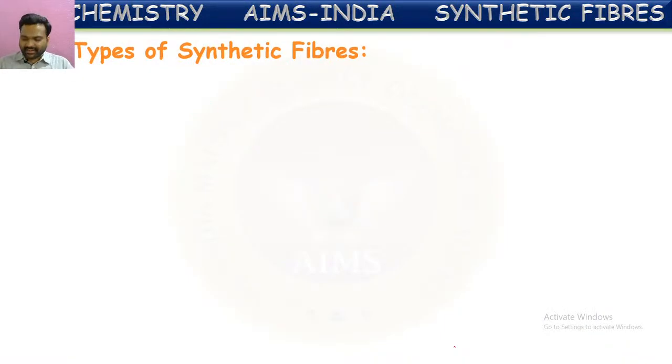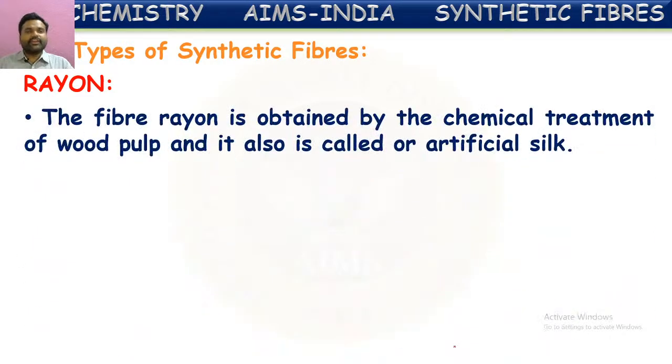Let us see the categorization or types of synthetic fibers. First among them is rayon. Rayon is one of the synthetic fibers which is obtained by the chemical treatment of wood pulp, and it is also known as artificial silk because it seems like silk. So rayon is a synthetic fiber, but it is prepared from natural wood pulp. So we can say it is the only synthetic fiber which has its origin from natural resources.